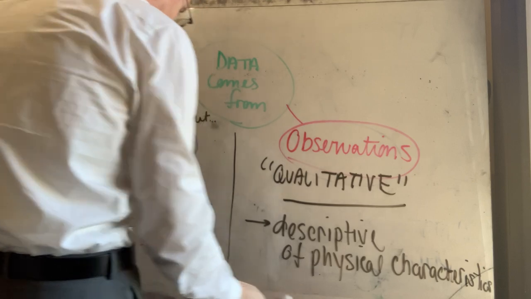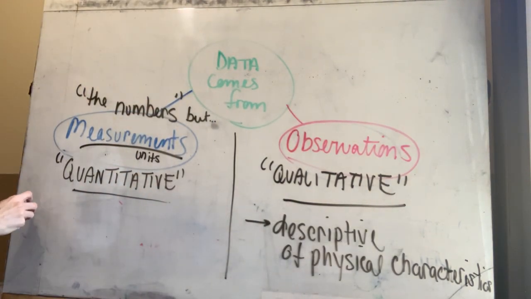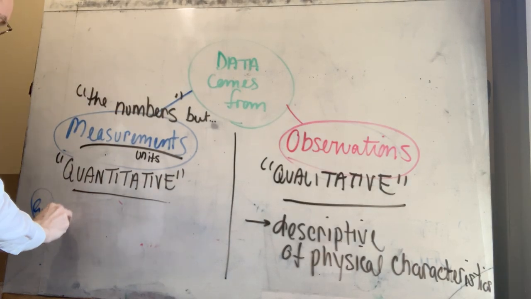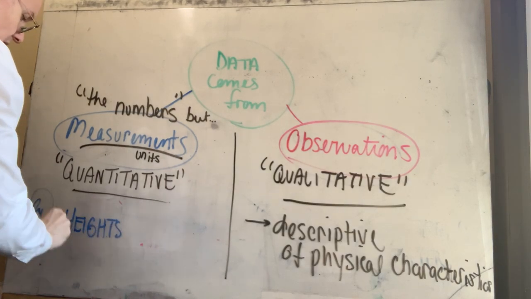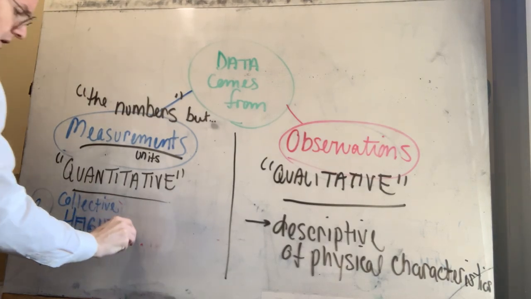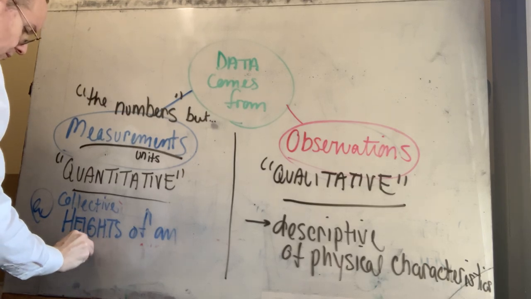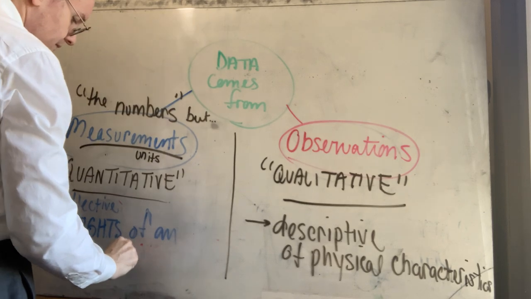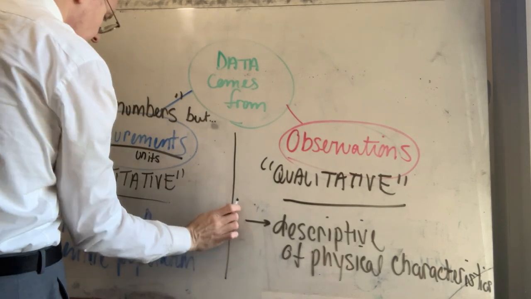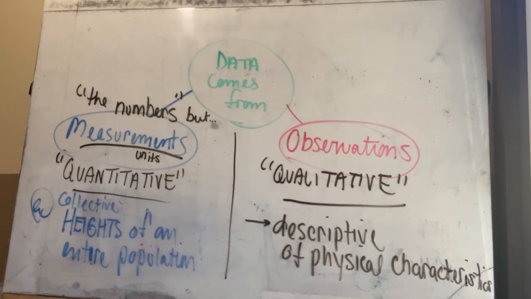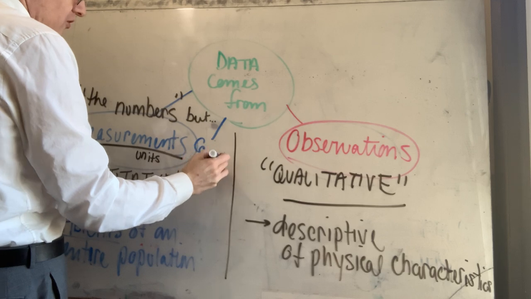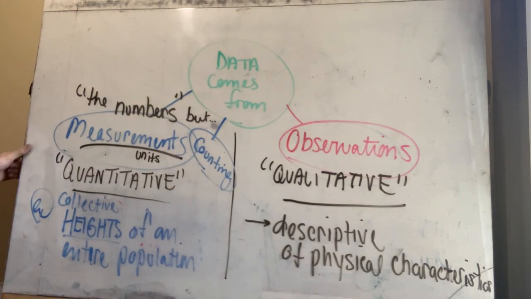So, here's an example to illustrate this. One could gather data about the collective heights of an entire population. That'd be a challenge, but it is possible. To measure a height, you would need to involve a tool, certainly. I should maybe correct myself. I suppose counting could be part of this as well. There is a difference between counting and measuring. Measuring is something that requires a tool. Counting doesn't necessarily require a tool.